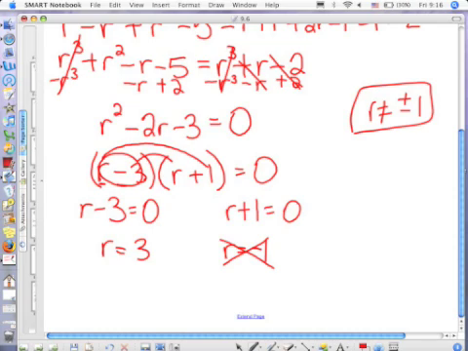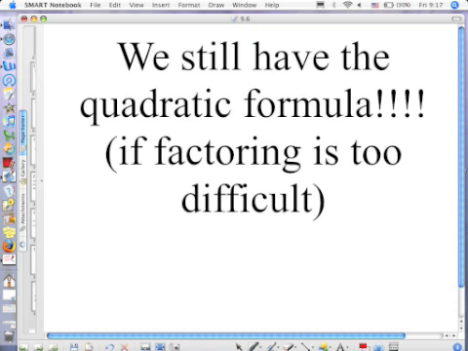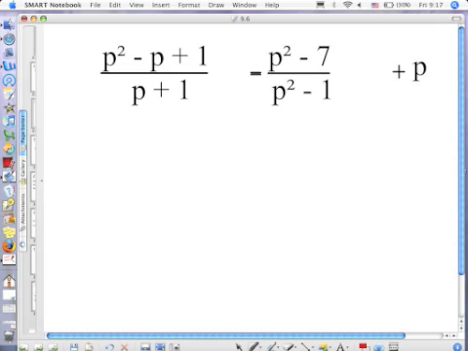All right. All ready? Remember, if factoring's too hard, we still have our quadratic formula. Okay, that's an equal sign. It's kind of squishy looking between the first two terms, but it's an equal sign. How many terms are there? Again, there are 3. Because it's an equation, we can get rid of the fractions, but the first thing I need to do is what?